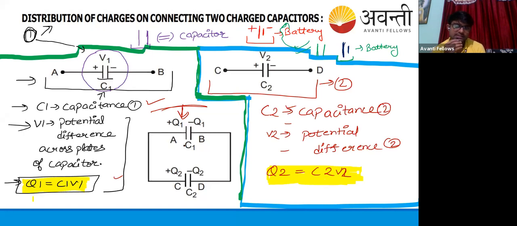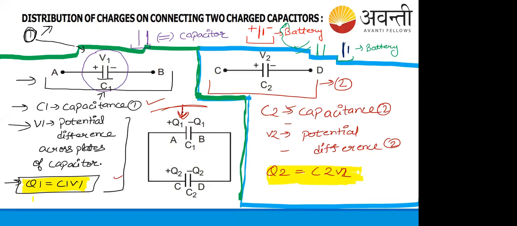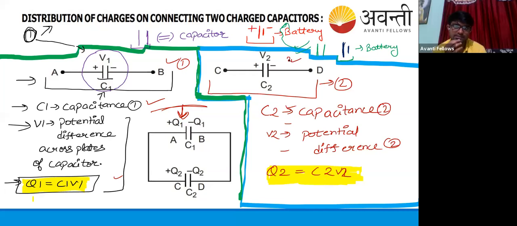Now focus here, students. What I did is that I connected both the circuits. That is, circuit number one with the first capacitor, and circuit number two with the second capacitor having capacitance C2. I connected both the circuits.